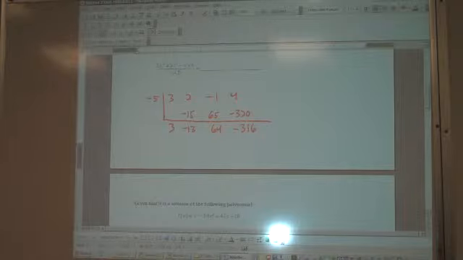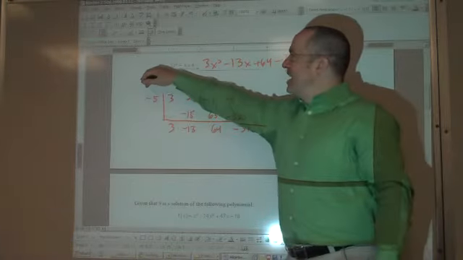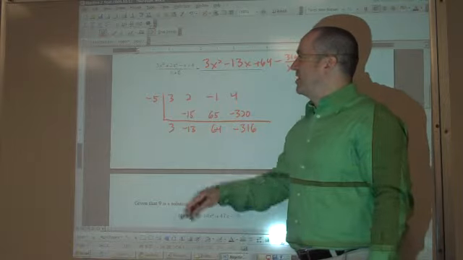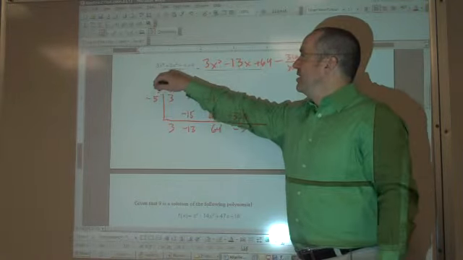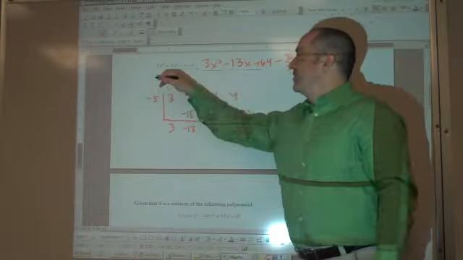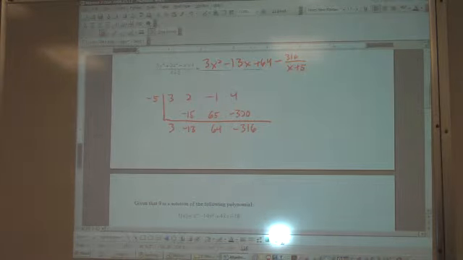So what does this tell us the answer is? What do the 3, negative 13, 64, and minus 316 mean, Layla? 3x squared minus 13x plus 64 remainder negative 316 over x plus 5. Nicely said. I'll say minus 316 over x plus 5. That's the other way of synthetic division. Since you're always dividing by a first degree term, it knocks the degree of the top polynomial down a notch. So this goes from x cubed to x squared, because you're dividing it by a first degree. There's actually a pattern to that.